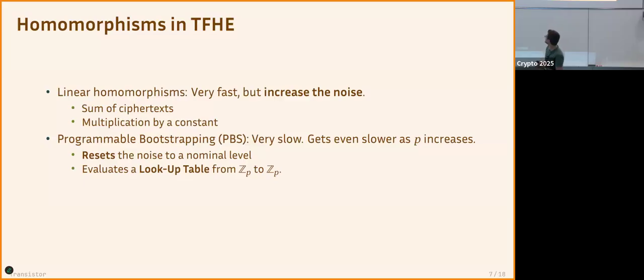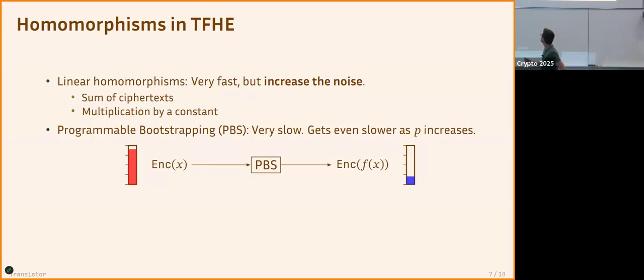It's an operation that does two things. First, it resets the noise to a nominal level, which means that if you did too many linear operations and you have a lot of noise, you can just run the bootstrapping and recover a clean ciphertext and keep going with your computation. And what's interesting is the word programmable. It means that while you are resetting the noise, you can evaluate a lookup table on the message. So basically, you have your noisy message here, you run a PBS, and then you get a noise-free message, like there's still a bit of noise, that encrypts f(x).